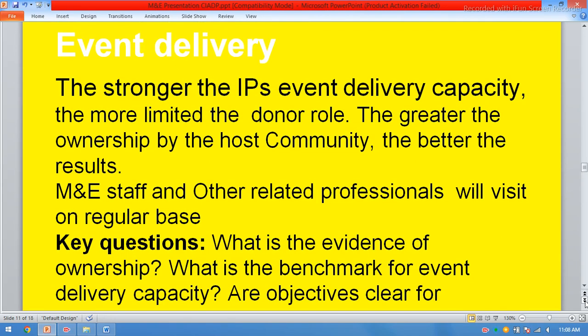Event delivery: the stronger the implementing partners' event delivery capacity, the more limited the donor role. The greater the ownership by the host community, the better the result. Monitoring and evaluation staff and other related professionals will visit on a regular basis.